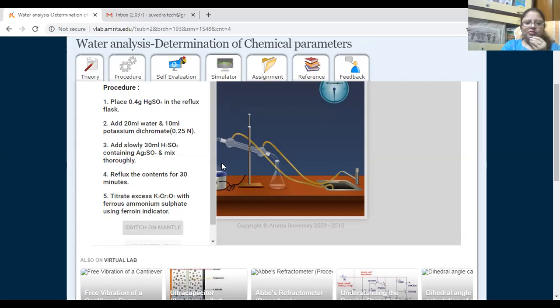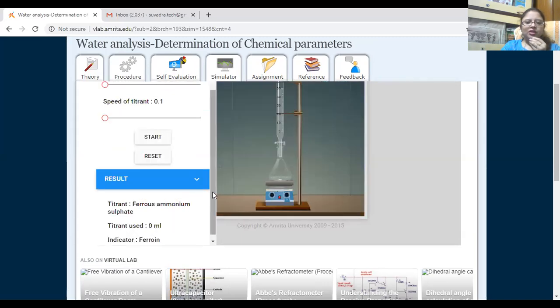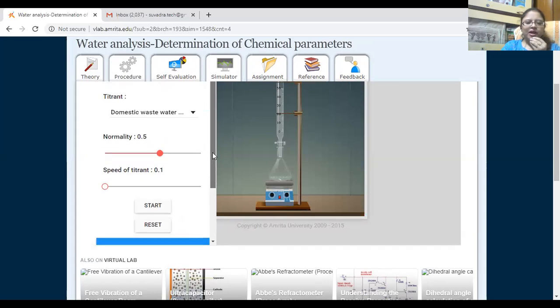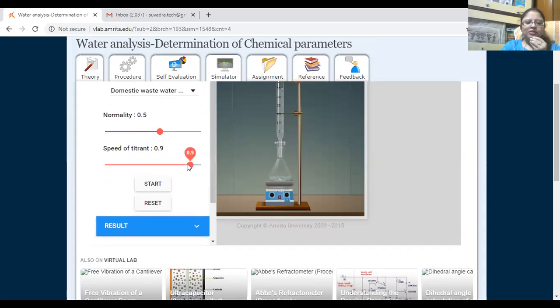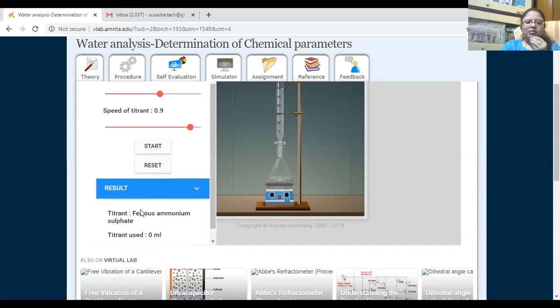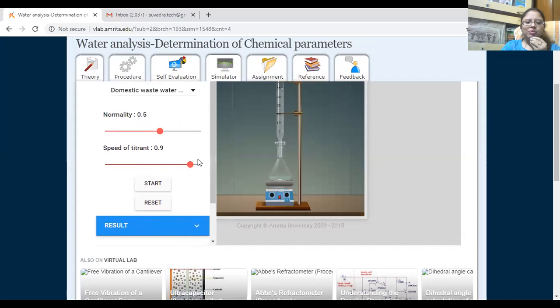Refluxing takes half an hour. Then you should start titration. Again, I am setting the parameter. You are taking domestic water. Normality should be the same as before, 0.5. And speed of the titrant you can vary. I am taking here 0.9. See, here the titrant is ferrous ammonium sulfate and the indicator is ferroin, same as before.